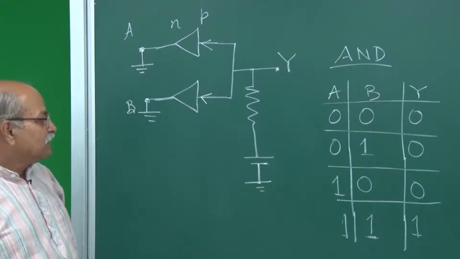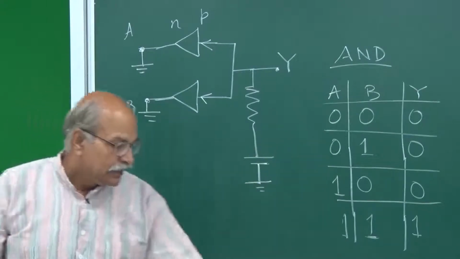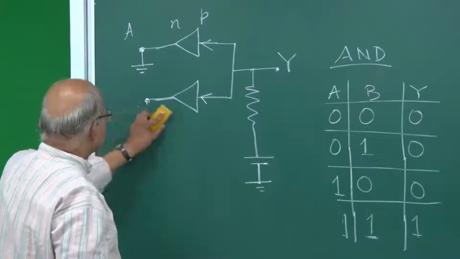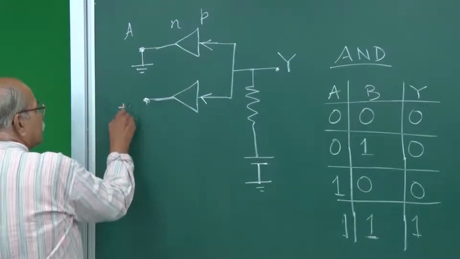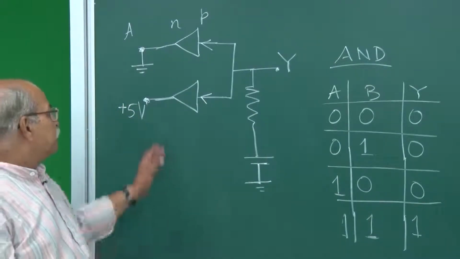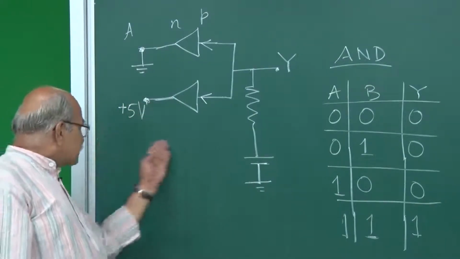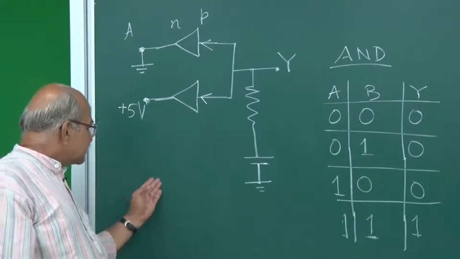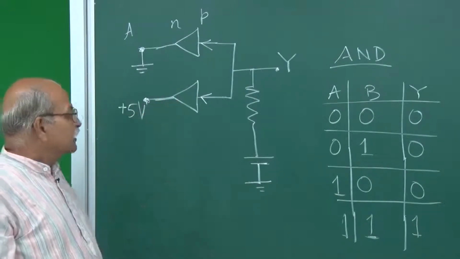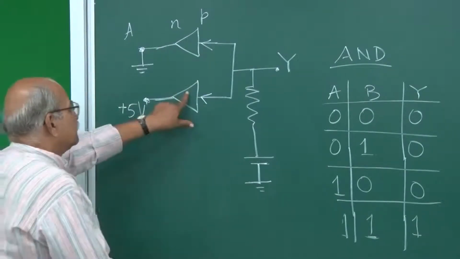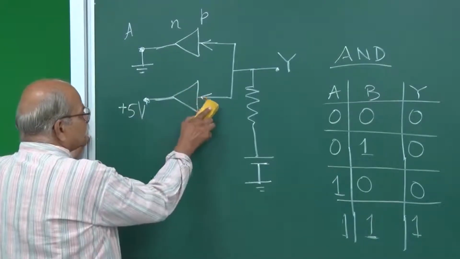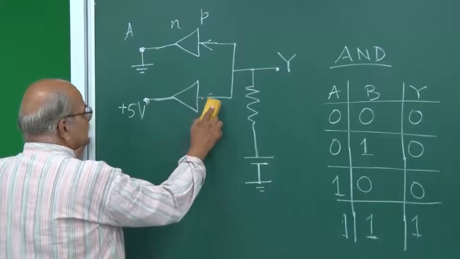And then what happens if A is 0 and B is 1? A is 0 means A remains grounded, but now B is at 5 volts. This B is at 5 volts, let us say 5 volts. So if we have put 5 volts here, that means we have put another battery here, and that battery is connected to this negative here, and this is plus 5 going that. So what happens? This becomes reverse bias. You have put full 5 volts here. So no current through this.